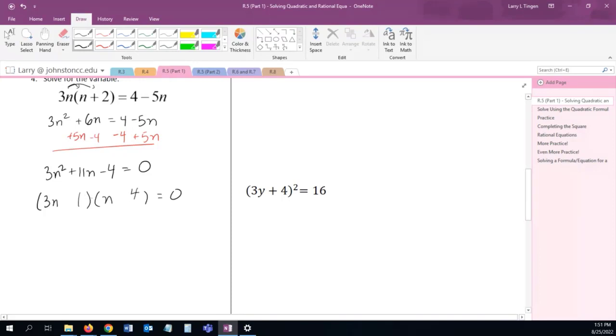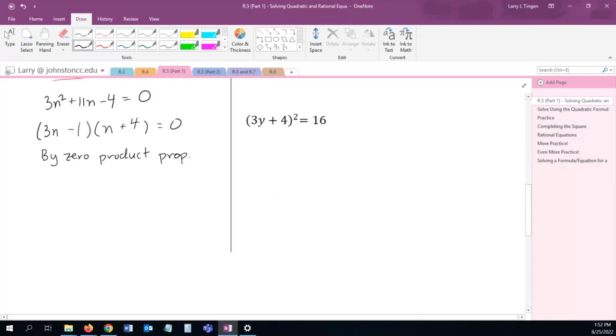So I need the 4 over here, so that 4 times 3 is going to give me 12, and then I'm going to take away 1, that's going to leave me 11. So that's a plus and that's a minus. This is the place I want to get to, because now by the zero product property, two factors have multiplied to give me 0, which means that the first is 0 or the second is 0.